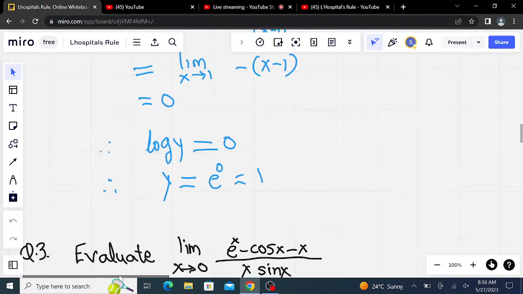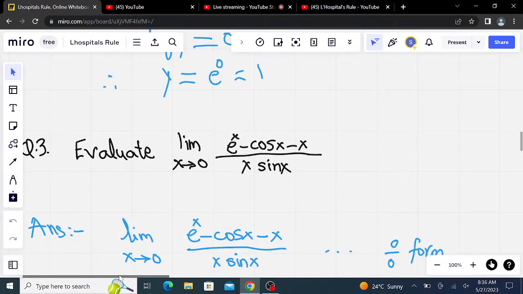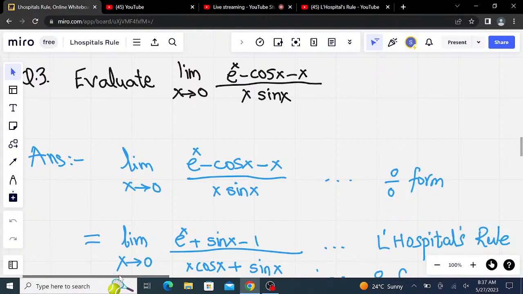Let us now move to another type of question. Here we have limit x tends to 0, the numerator is e raised to x minus cos x minus x, and the denominator is x sin x. What we observe here: if I put the value of x as 0, e raised to 0 is 1, cos of 0 is 1. So 1 minus 1 becomes 0, and minus 0. The numerator is completely 0. The denominator is obviously 0. So it is 0 by 0 form.